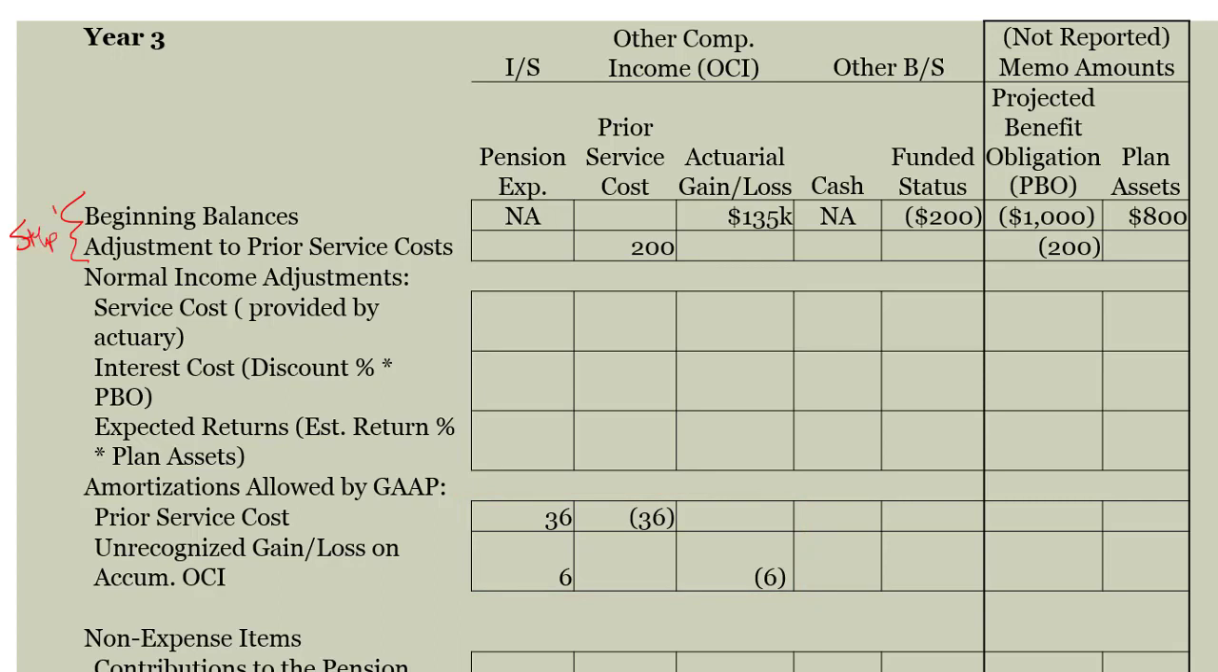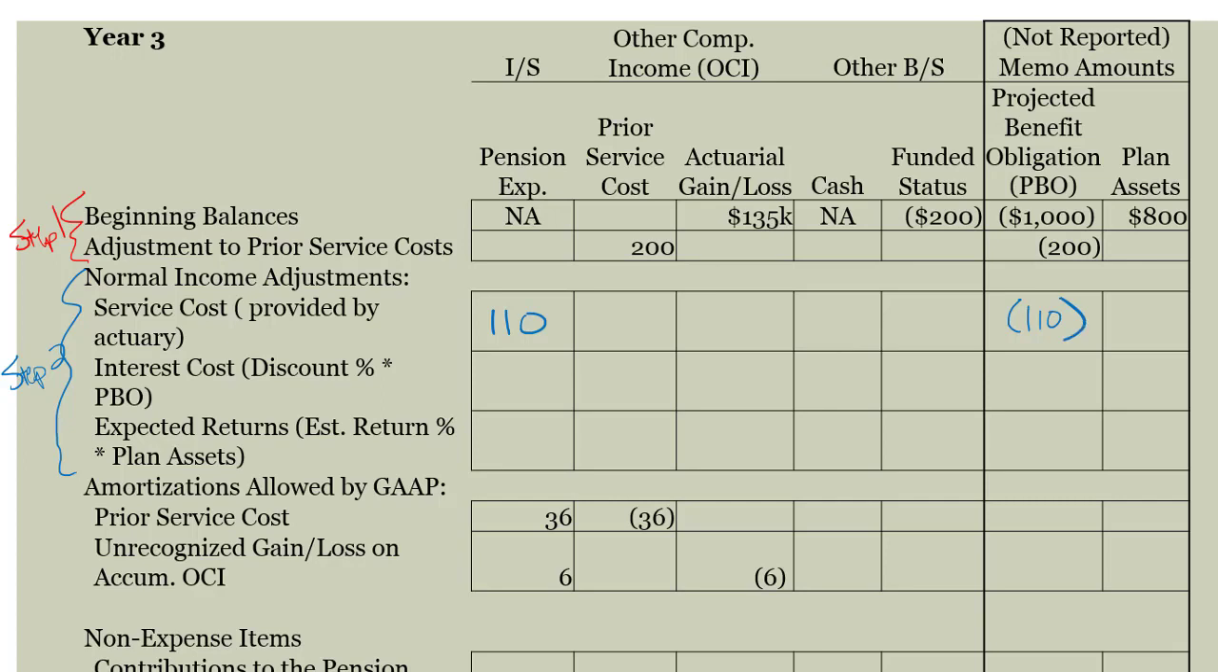This is step 1. Let's move on to step 2. And the first thing we need is our service cost. It's a cost, $110,000. So I'm going to debit pension expense, credit my obligation.